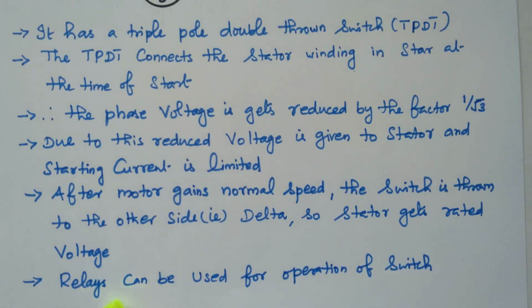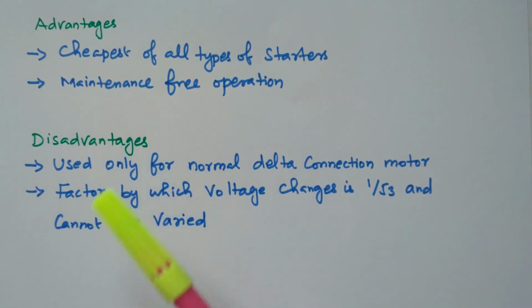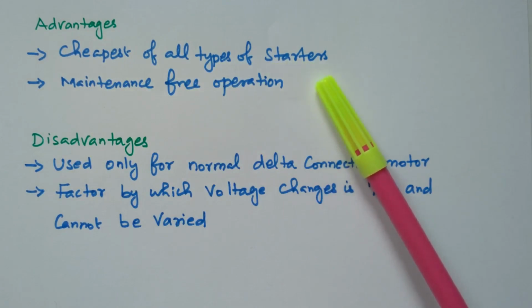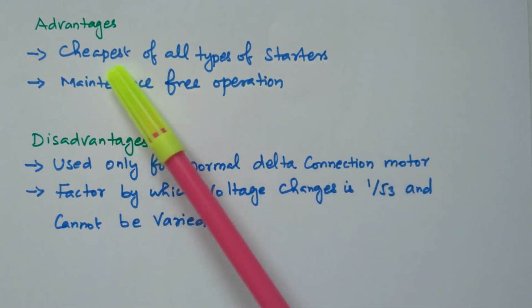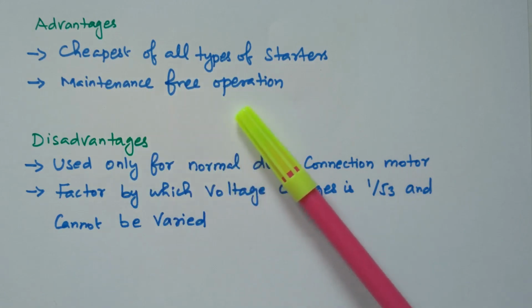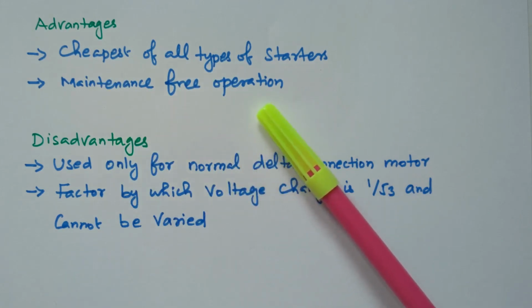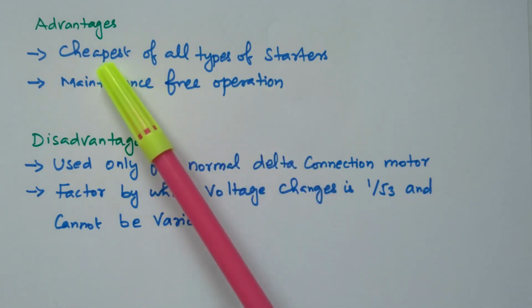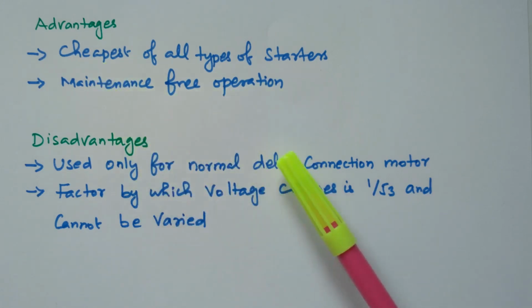Now we'll see the advantages and disadvantages of this method. The advantage is that it is the cheapest of all types of starter. We have only one switch. We are connecting in star connection, thereafter delta connection. No additional equipment is needed, so it is the cheapest method. Maintenance-free operation: there are no other parameters or equipment, only the changeover switch. So it is cheapest as well as maintenance-free.